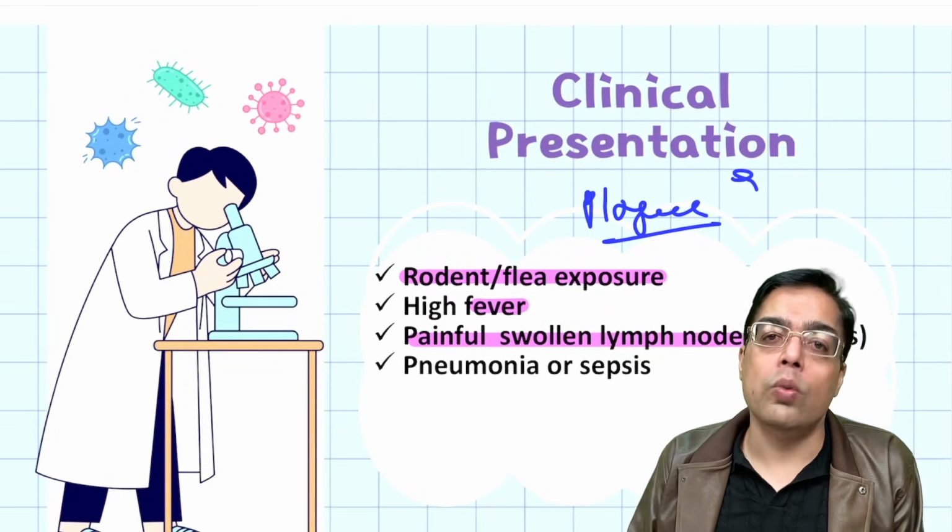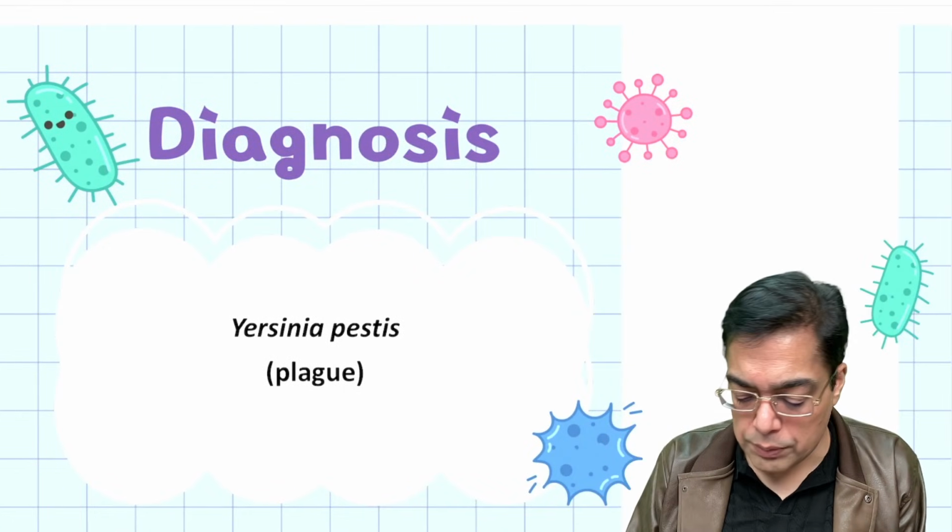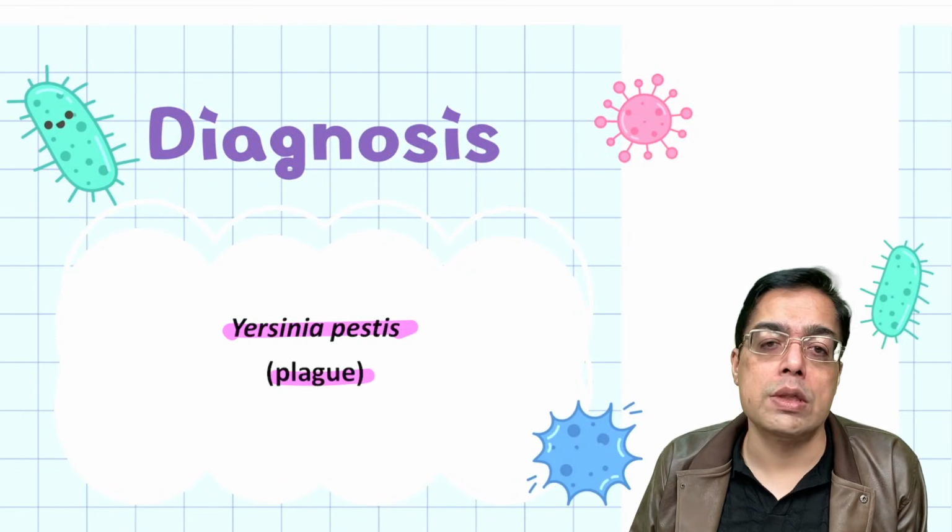And if I'm talking about plague, what is going to be causing plague? You remember the organism Yersinia. So Yersinia pestis is what I'm talking about, and that is what is going to be responsible for causing plague.